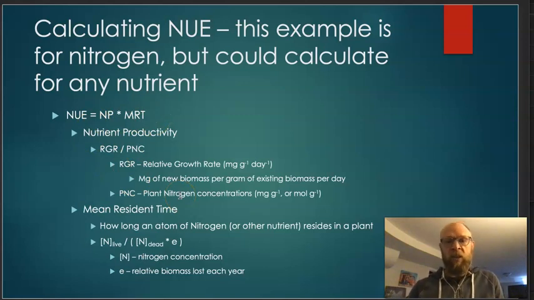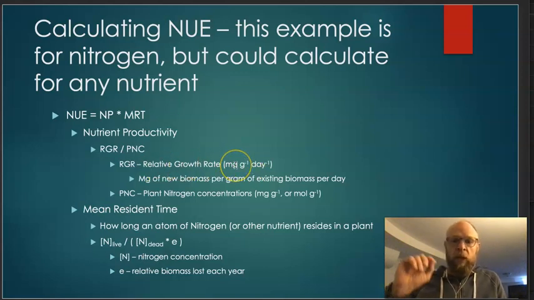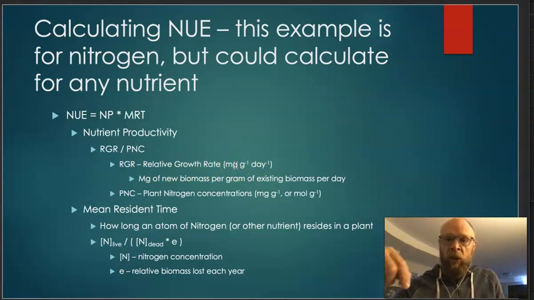Nutrient productivity essentially tells us how much biomass a plant produces per unit of nitrogen. You can get this in different ways, but the way that's most commonly used is that you would take the relative growth rate of a plant and divide it by the nitrogen concentration of that plant tissue. Now, relative growth rate is how many milligrams of new biomass is produced per gram of existing biomass per day. We use relative growth rate a lot in ecophysiology, and you should really use it all the time in anything you're doing.